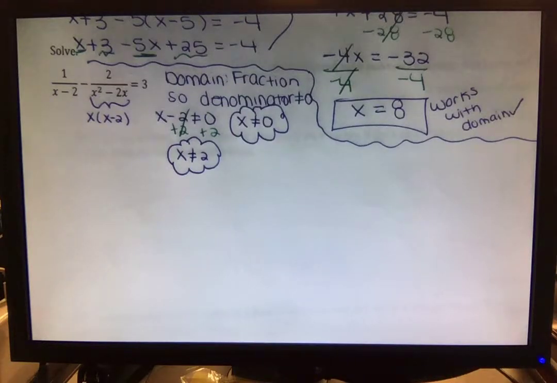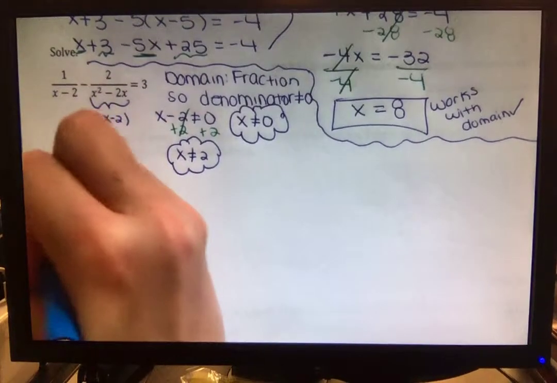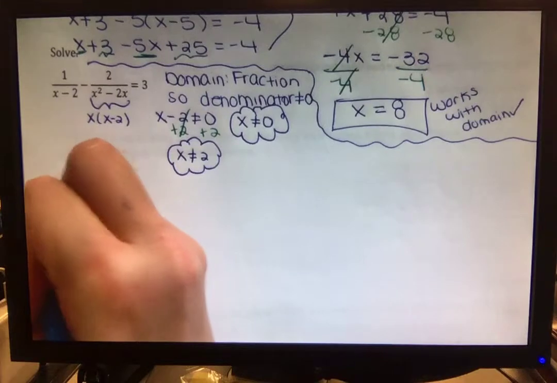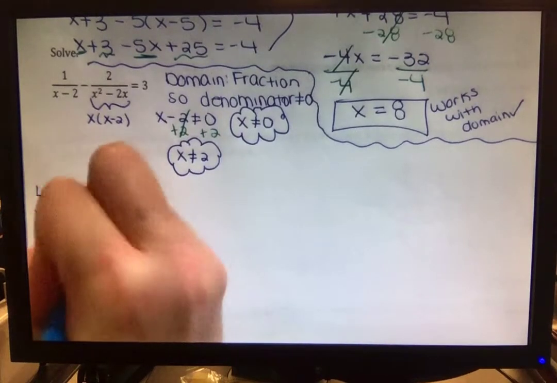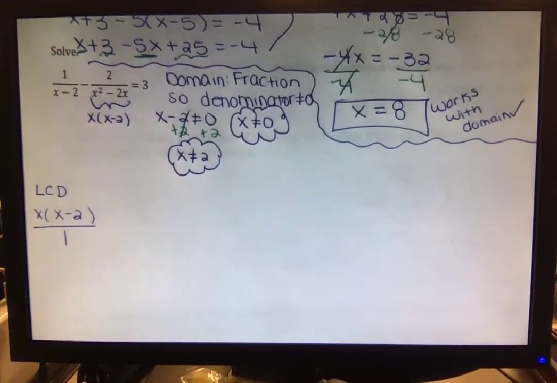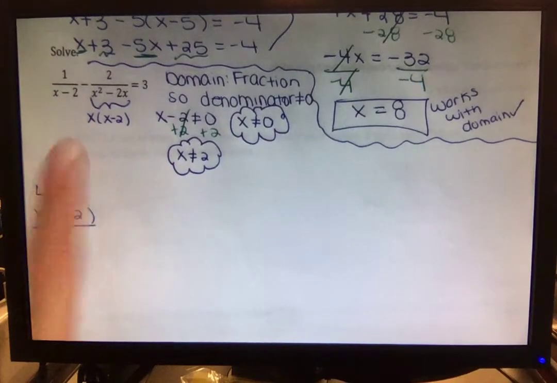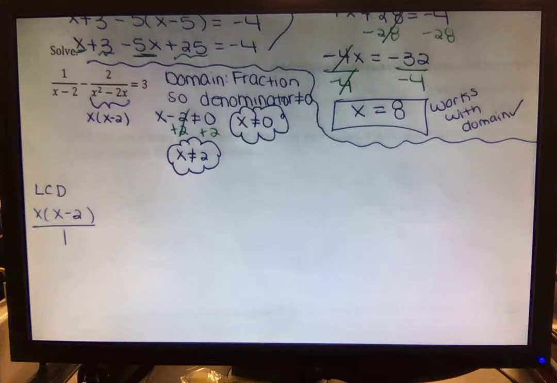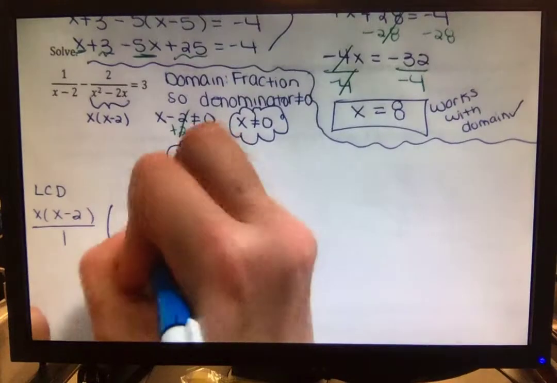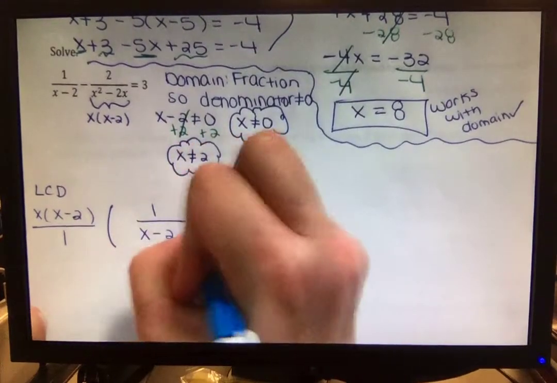We have 1 over x minus 2 minus 2 over x times x minus 2 equals 3. I want to get rid of the fractions. How do we get rid of fractions? Multiply everything by the LCD. Thank you. So what should our LCD be in this case? Perfect. X times x minus 2 over 1. X minus 2 is there, x is there, and x minus 2, we said, was already there.